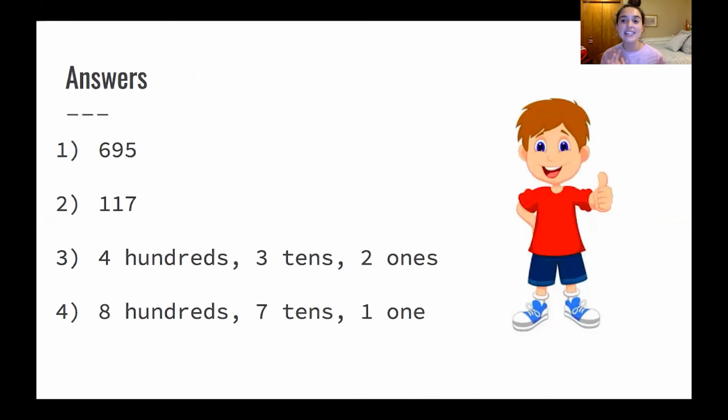Great job, you guys. Hopefully you paused it. Here are your answers. The answer to the first one is 695. The second is 117. The third is 4 hundreds, 3 tens, 2 ones. And the final one is 8 hundreds, 7 tens, and 1 one. I hope you guys got those answers. I'm sure you did. And if you didn't, be sure to ask a friend or an adult for help.